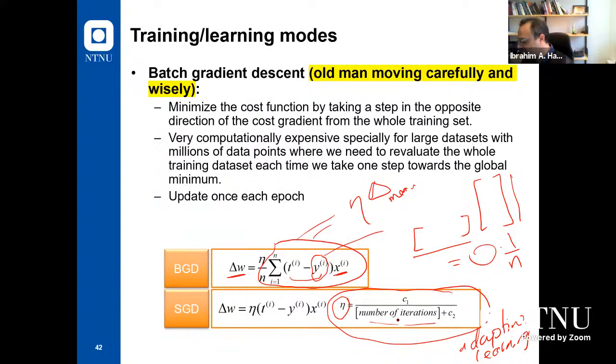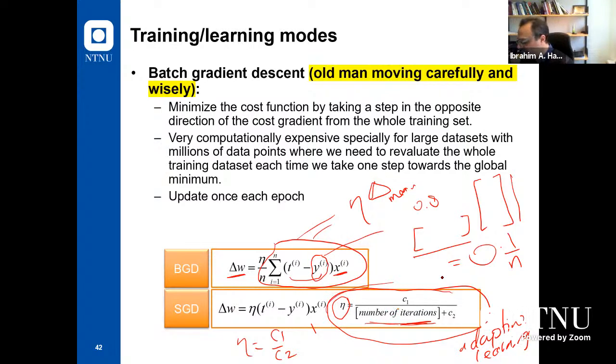At the beginning, the number of iterations equals 0, for example. When the number of iterations equals 0, eta equals C1 divided by C2. So now we start with a large value. You can select, for example, C1 equal 1 and C2 equal 1, or C1 equal 0.8 and C2 equal 1. In this case, we start at 0.8, and when the number of iterations increases, eta decreases. So this is adaptive learning rate.